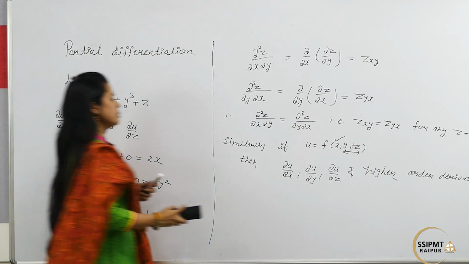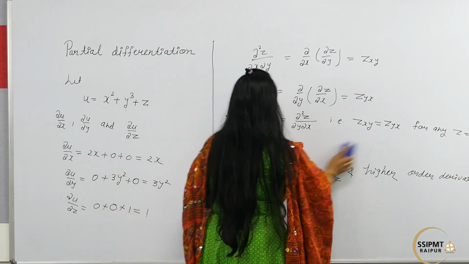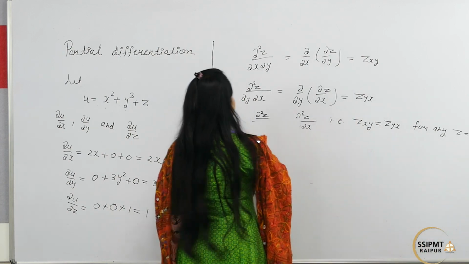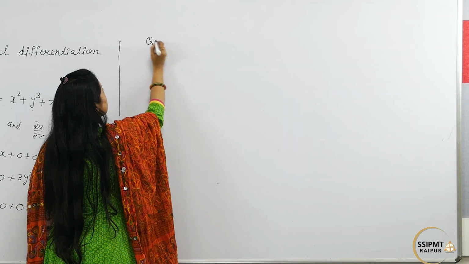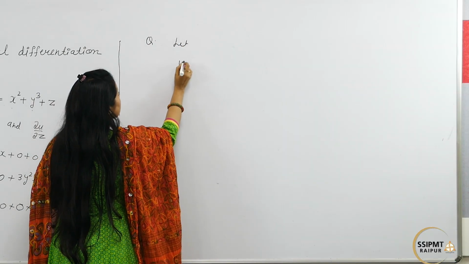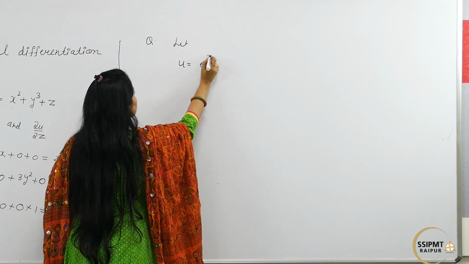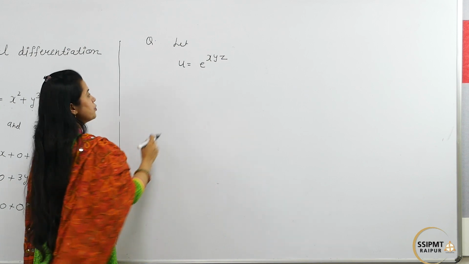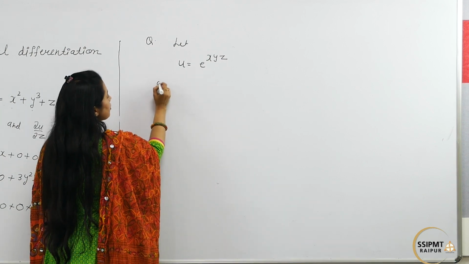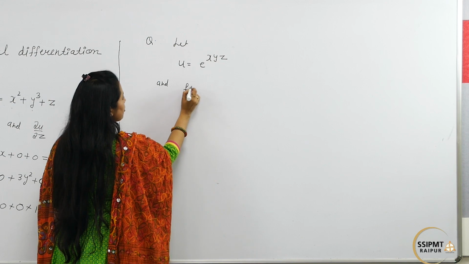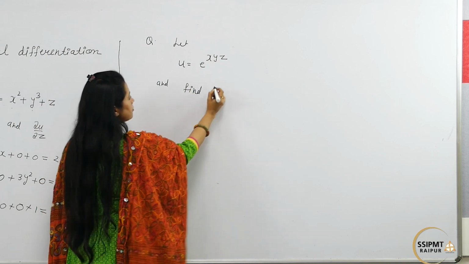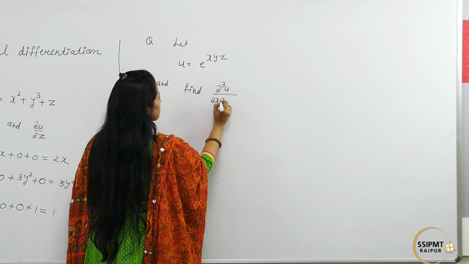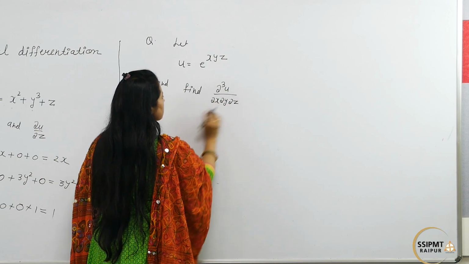We will solve some more examples, so I am taking one more example, having more independent variables. Let u be e to the power xyz, meaning u is depending on x, y and z. And the question is to find the value of del cube u upon del x del y del z.